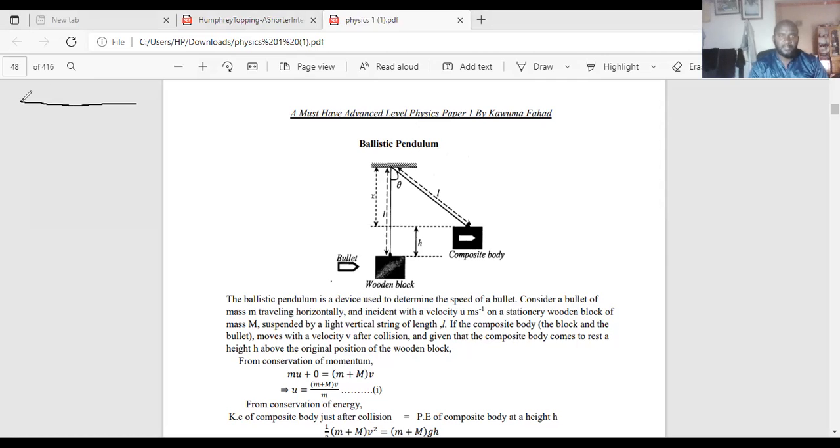That because initially, we had seen that if it was initially here, the block, then after collision, the block rose to this height with the bullet. Now, if you're looking for this height and you don't know it, but they gave you the length of the string. So the length of the string also, initially when it was at rest, was L from up here to down here.